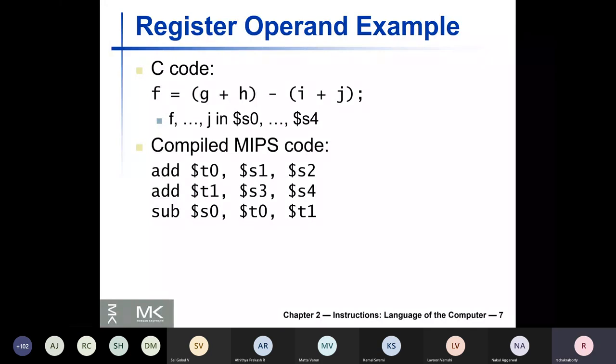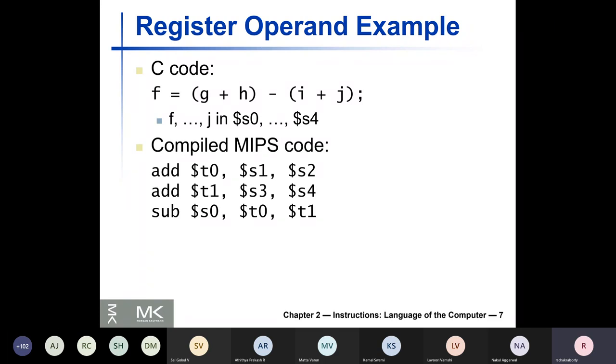Now, suppose the variables have been bound by the compiler to the registers. There are 5 variables. F is in $S0. G, H, I, J are in $S1, $S2, $S3, $S4. So when you compile this code, the assembly language code that is produced is something like this.